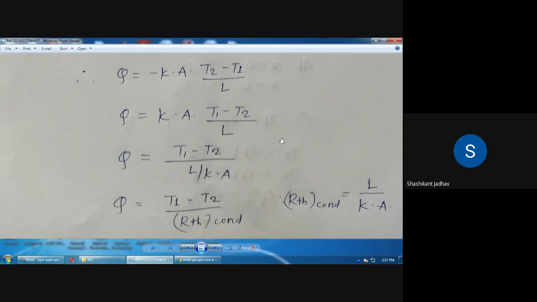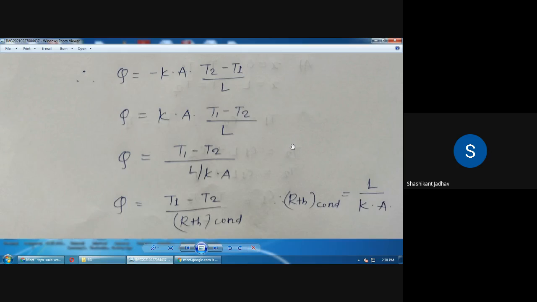So this is the first shape we have considered, that is the plane wall. In the next lecture we will consider the cylinder, then the sphere. In this way we calculate the rate of heat transfer through that particular shape. So this is about heat conduction through a plane wall.